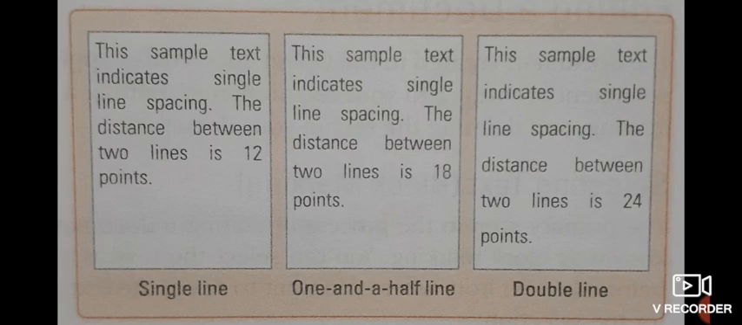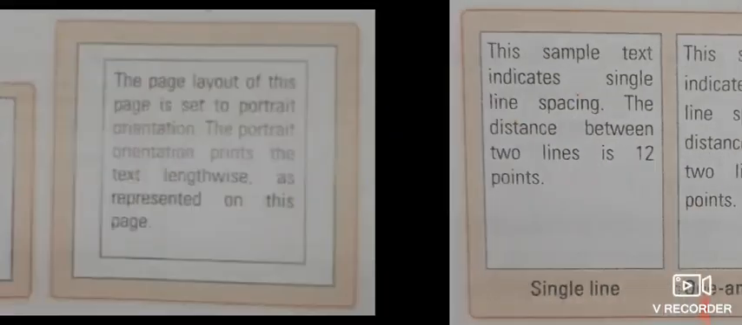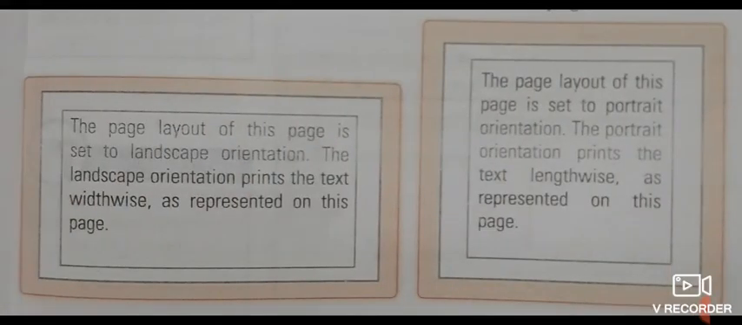Next topic is orientation, page orientation. We can print text on a page either lengthwise or widthwise by setting the page in the required orientation. In a word processing document, there are two types of orientation: landscape and portrait.